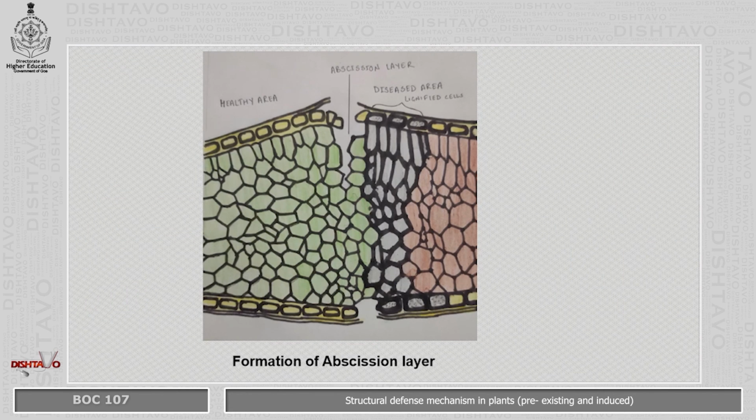Then formation of abscission layer. The cell contains the middle lamella. The middle lamella of the cell will start disintegrating, making the cell thin and unsupported. When this process continues, the cells are cut off along with the infected region. So the middle lamella will cause thinning of the cells, and the cells will be cut off along with the invading pathogen.